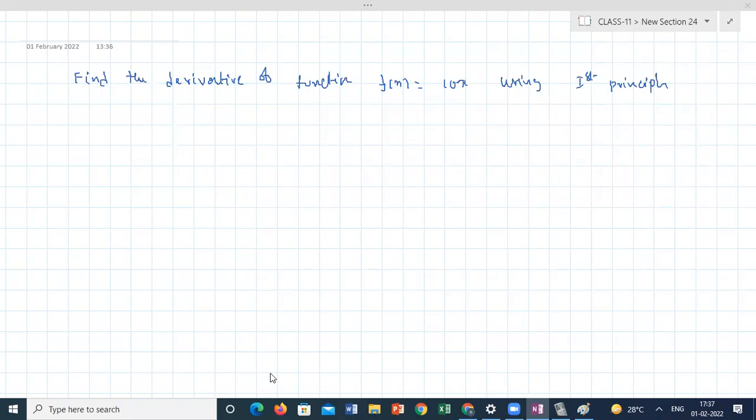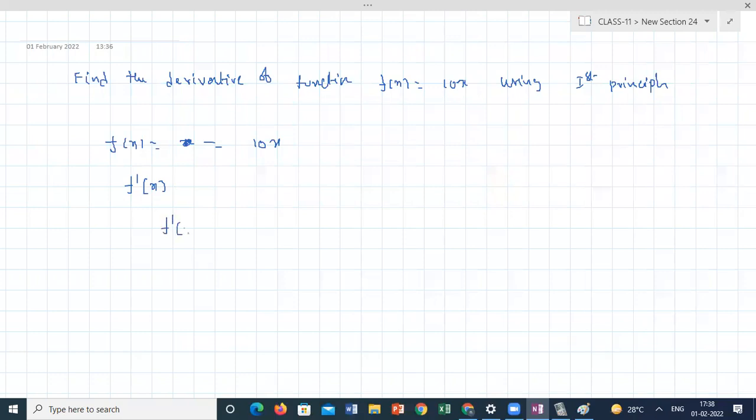Students, anyone got the answer? Using the first principle, anyone got the answer? f of x is equal to 10x. He's asking f dash of x. He didn't give x a particular value, just any value of x where the limit exists. At that value, what is the differentiation of 10x?